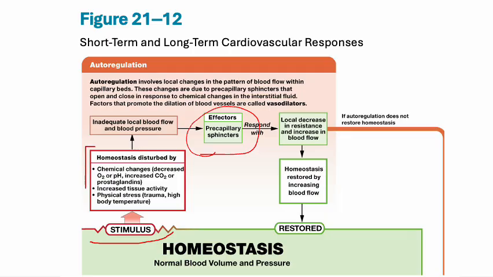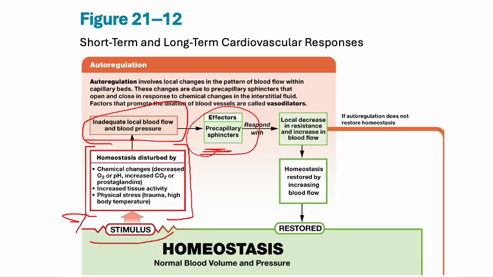So homeostasis gets disrupted, though, by some of these factors changing. And that causes an inadequate local blood flow, right? So the effectors have to react. And in this case, they're going to dilate. There are opportunities for constriction as well, like I mentioned earlier, but we're going to be talking about vasodilation because all of these stimuli are reducing blood flow and requiring more blood flow.